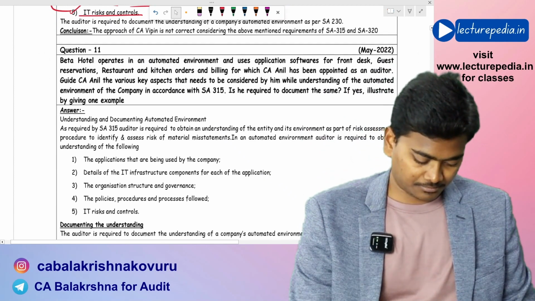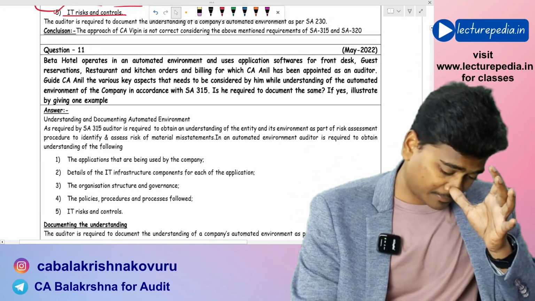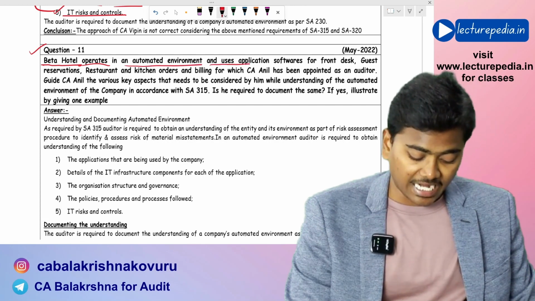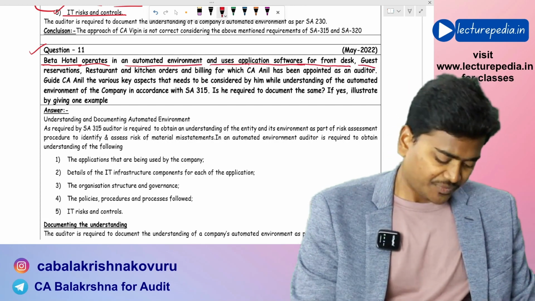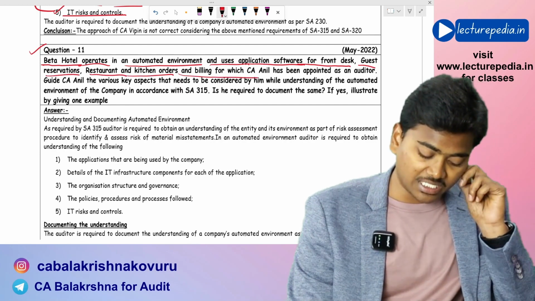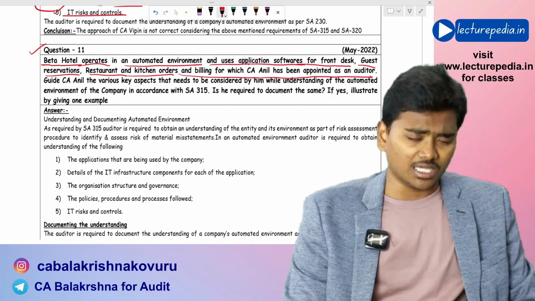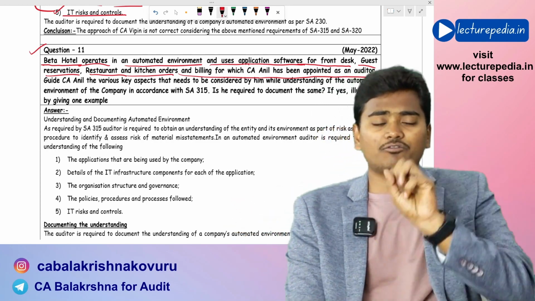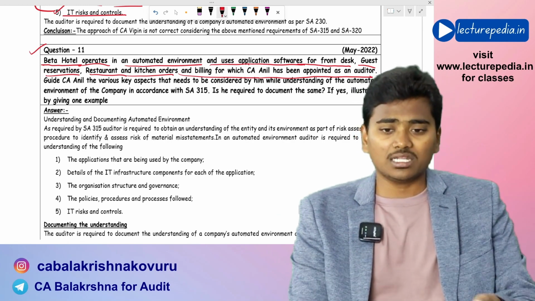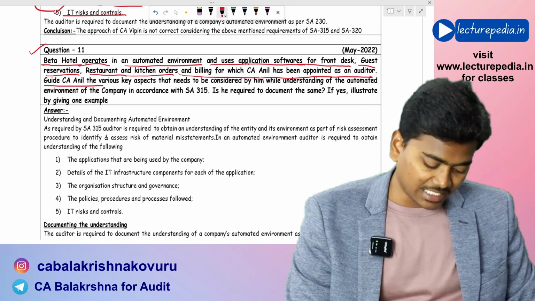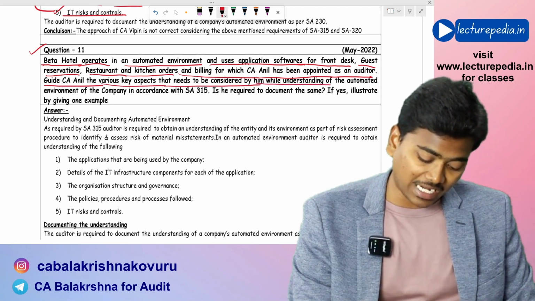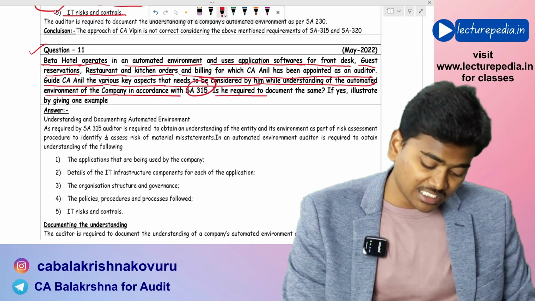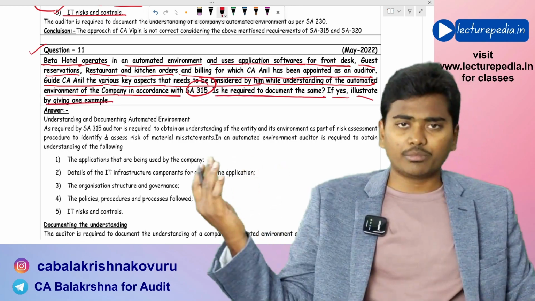Next, question number 11. Beta Hotel operates in an automated environment and uses application software for front desk, guest reservation, restaurant and kitchen orders and billing, for which CA Anil has been appointed as auditor. For each activity there are various application softwares present in this hotel. Guide CA Anil on the key aspects to be considered by him while understanding the automated environment of the company in accordance with SA 315, and is he required to document the same? If yes, illustrate by giving some examples.